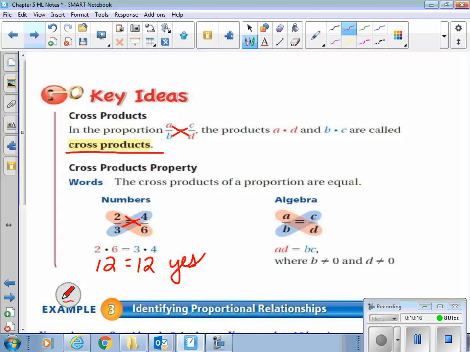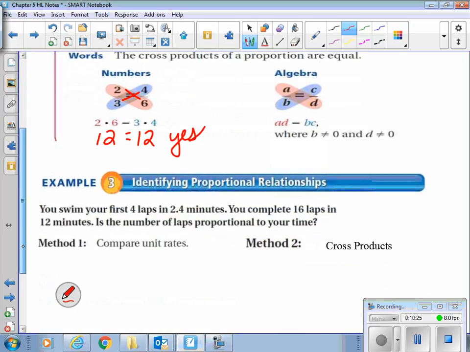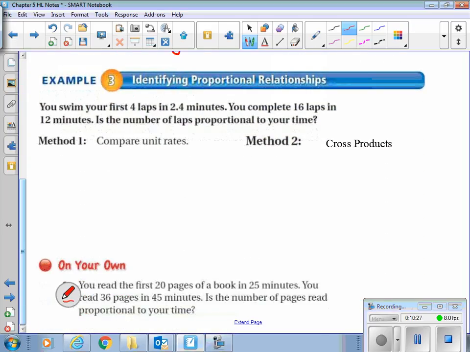And this is algebraically just using letters. It makes more sense when you actually see it number-wise. So we actually already did this. We'll just do a couple more examples. Identifying a proportional relationship.